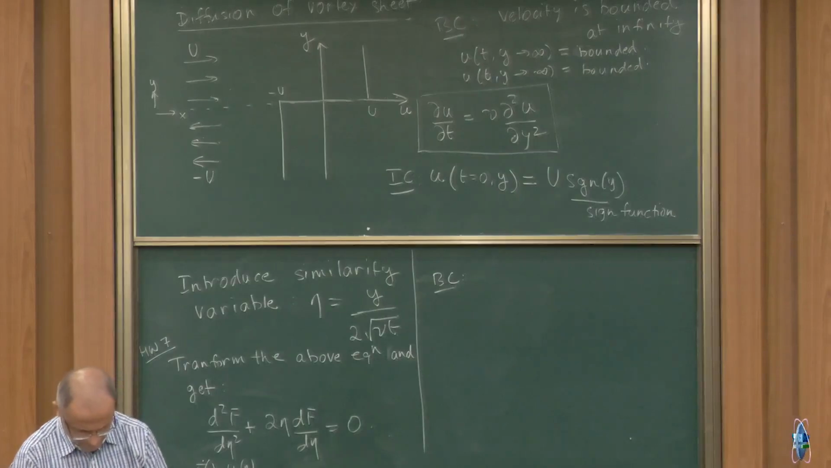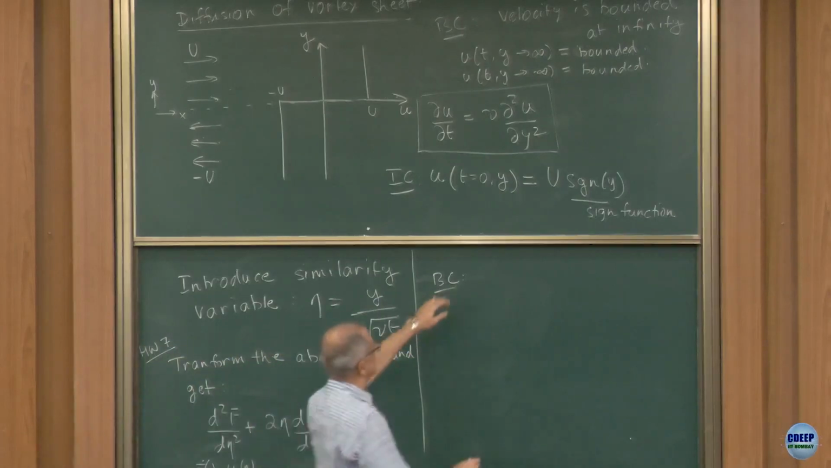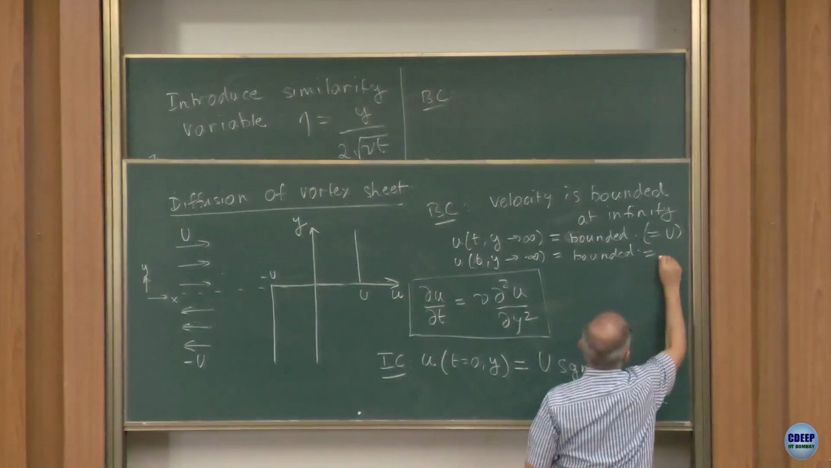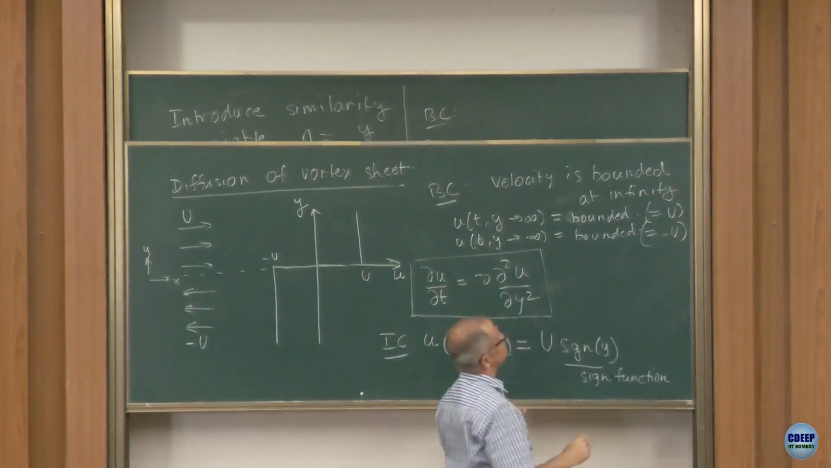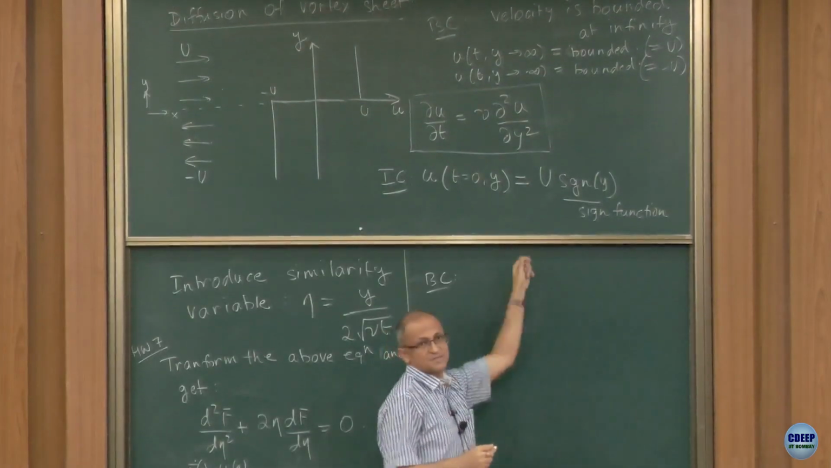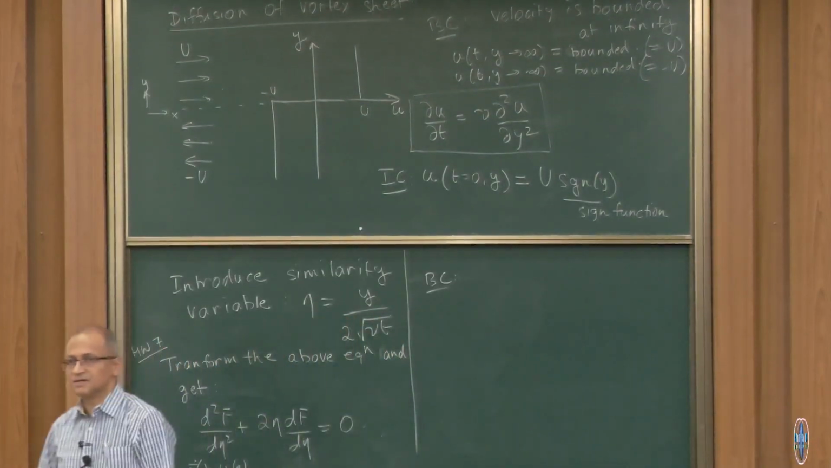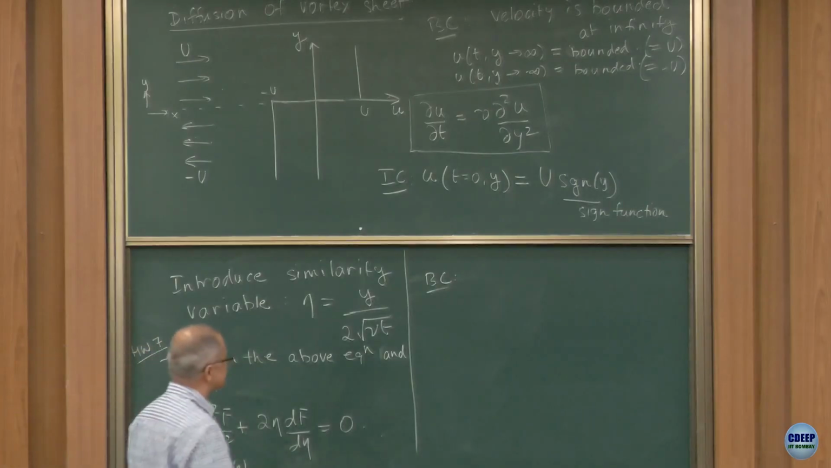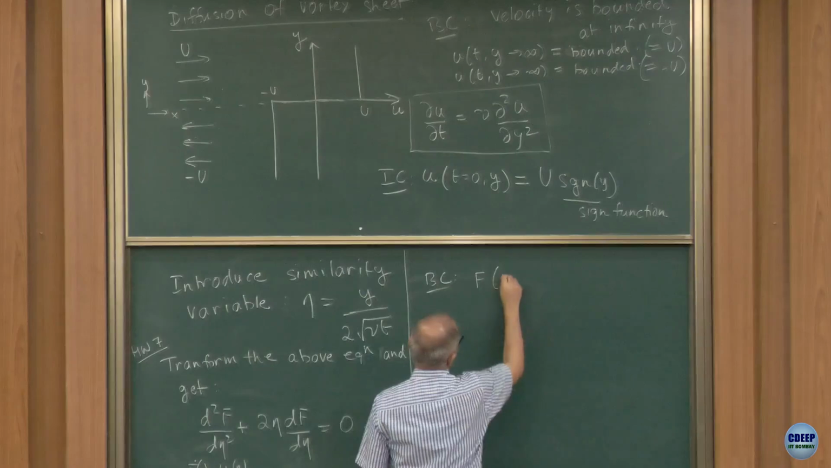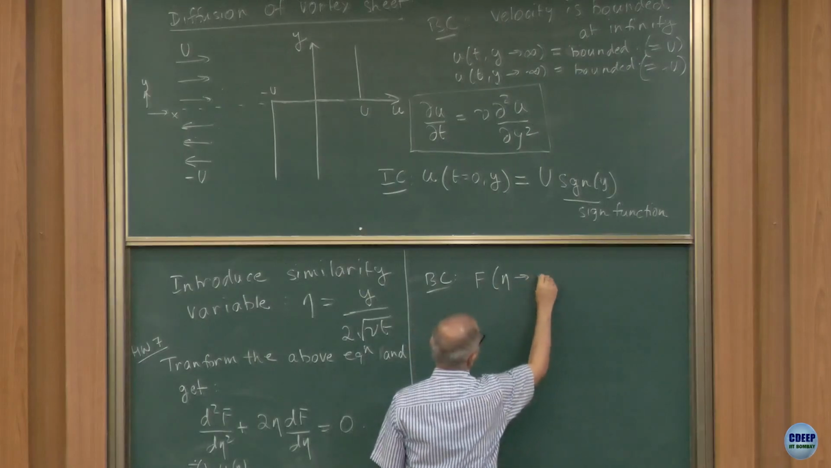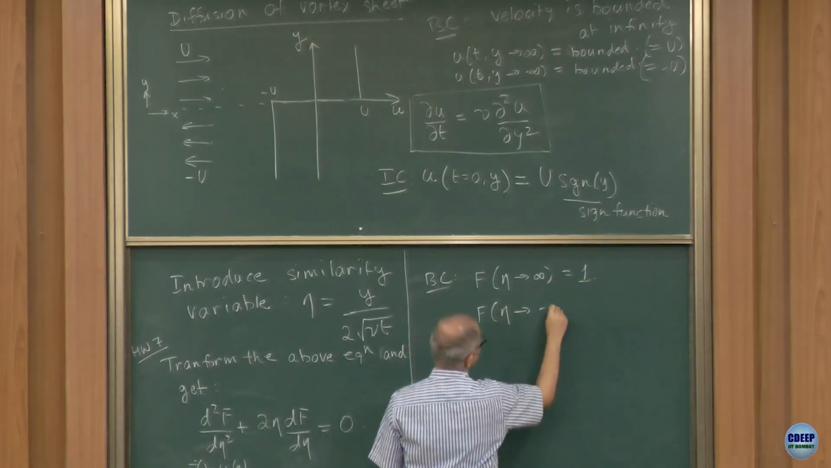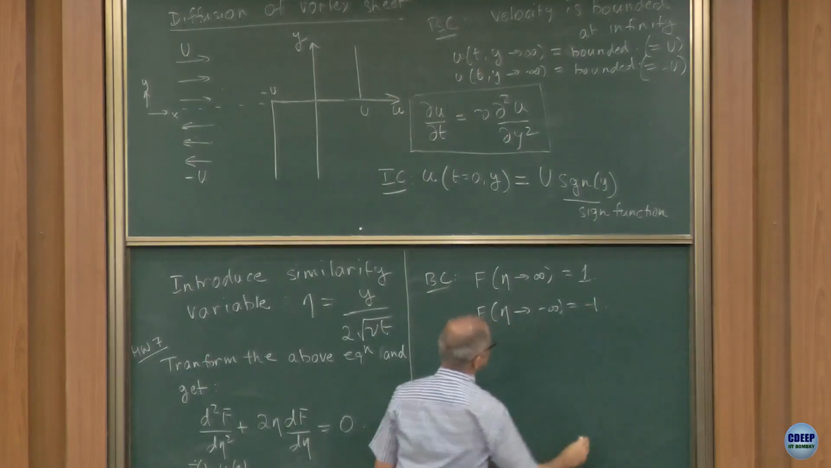And so here, in fact, instead of saying bounded, we just use the condition: this is capital U and this is minus U. Bounded should be good, but maybe in this case it is more convenient to just say that it is equal to capital U and minus U depending on where you are. So my boundary conditions will become f as eta tends to plus infinity is 1, and f as eta tends to minus infinity is minus 1.